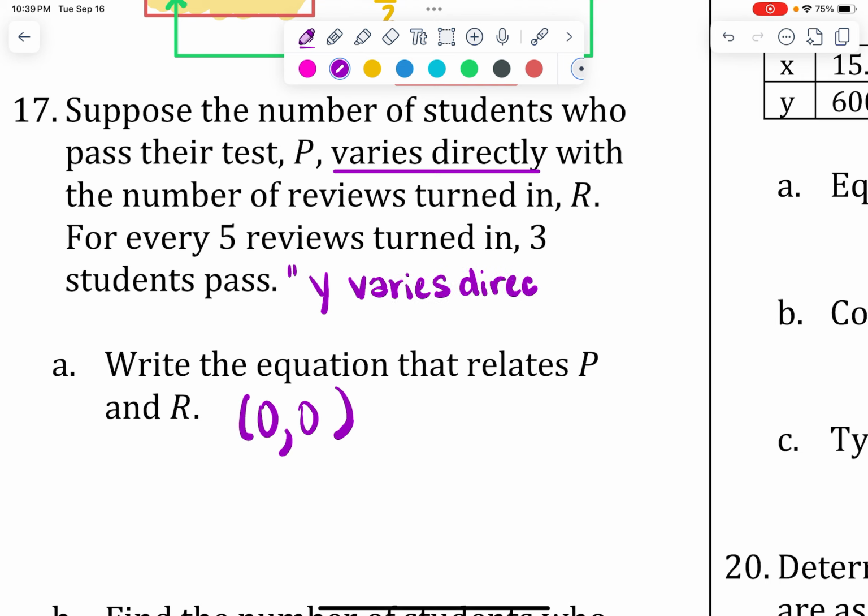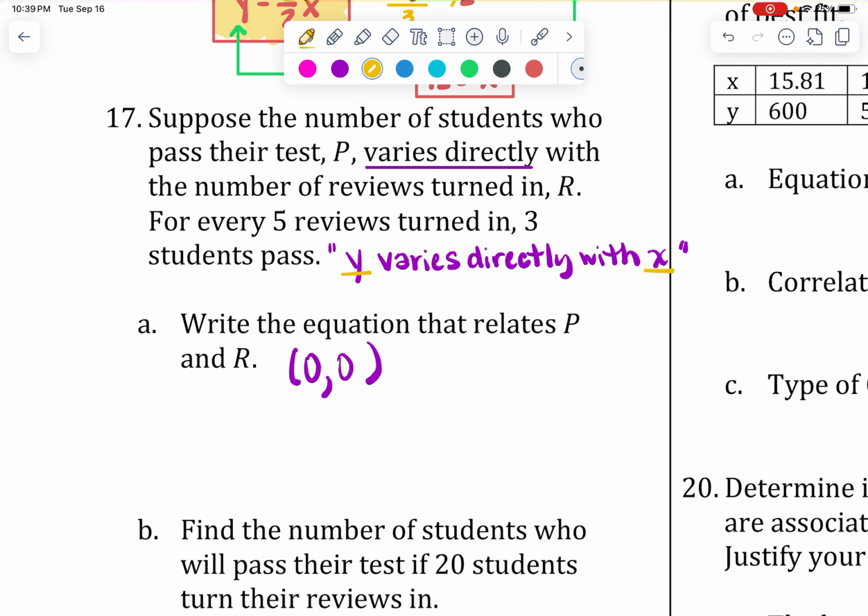Y varies directly with X. So please remember, Y is always mentioned first, right? Because Y depends on X. Y is a function of X, right? So when you see phrases like this, the Y is always first. So when it says P varies directly with R, that means R is your X variable and P is your Y variable. I know that's a lot of letters. That's kind of confusing. Sorry about that.